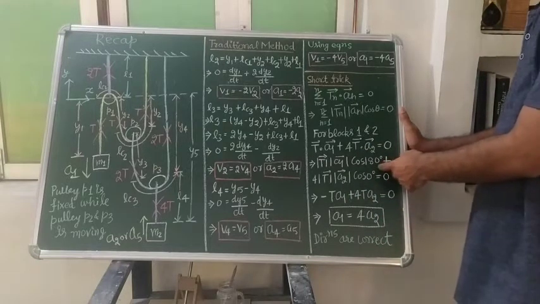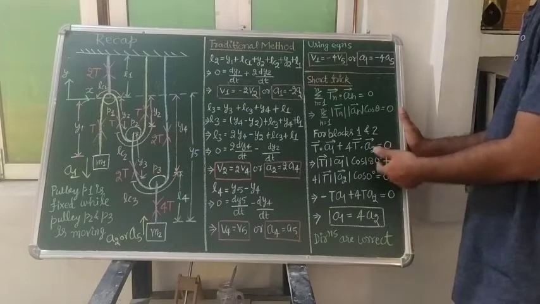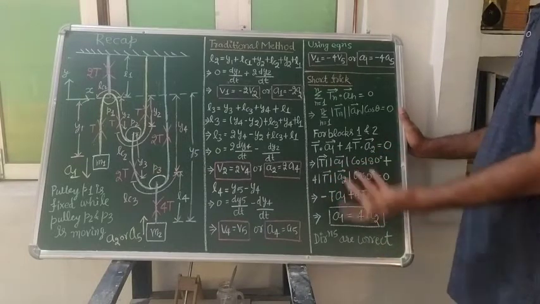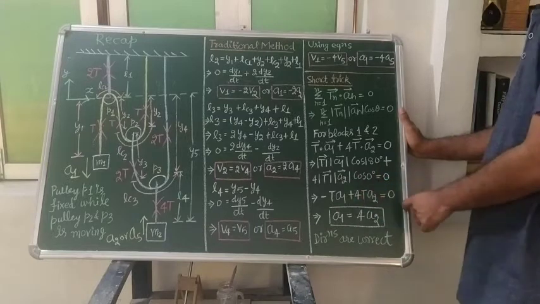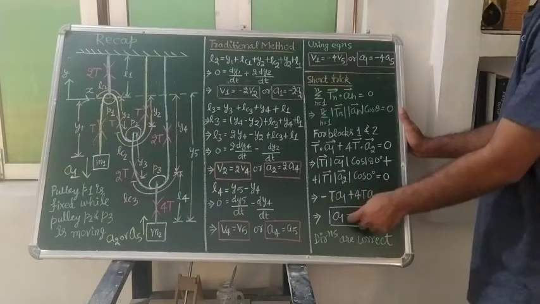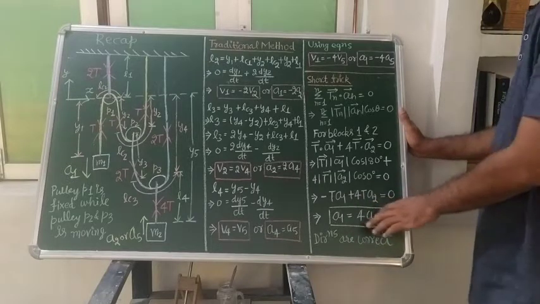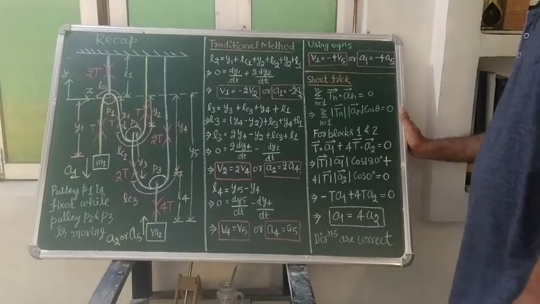So cos 180 will be minus 1, so this will become minus T A1, plus cos 0 will be 1, plus 4T A2, which will give you 0. From here T will get cancelled out and we will get A1 equal to 4 times A2.